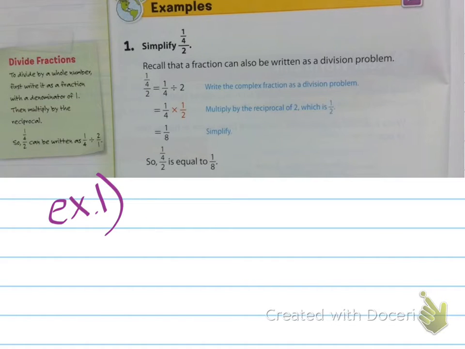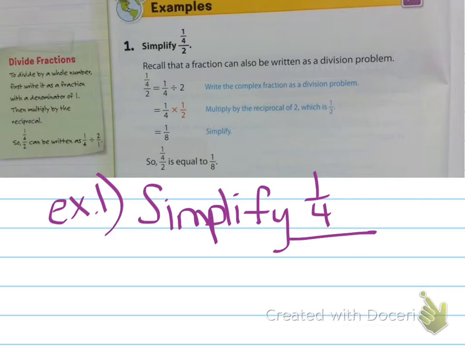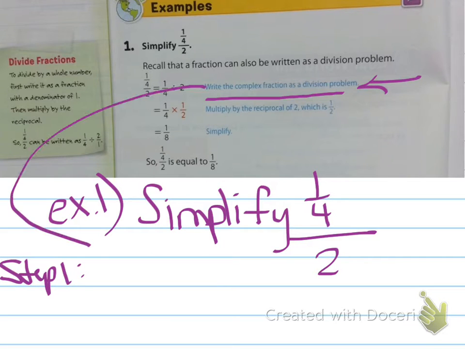Now we're moving on to example number 1. So I'd like for you to put example number 1 and then write simplify 1/4 over 2. So we have 1/4 over 2. We're going to write that out as a division problem. So you see that the first thing that we're going to do is write the complex fraction as a division problem. So step 1, and you're going to write this right here. Write the complex fraction as a division problem. Next to that, you're going to go ahead and write out the 1/4 divided by 2.